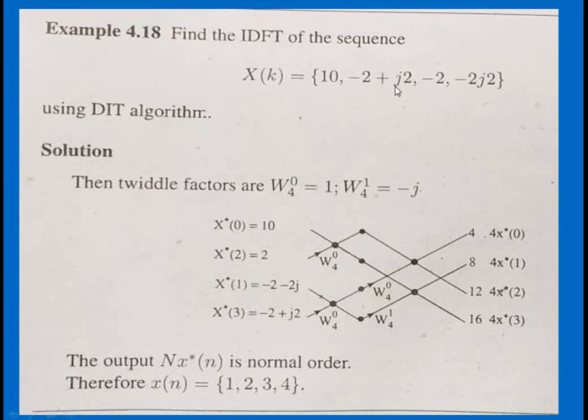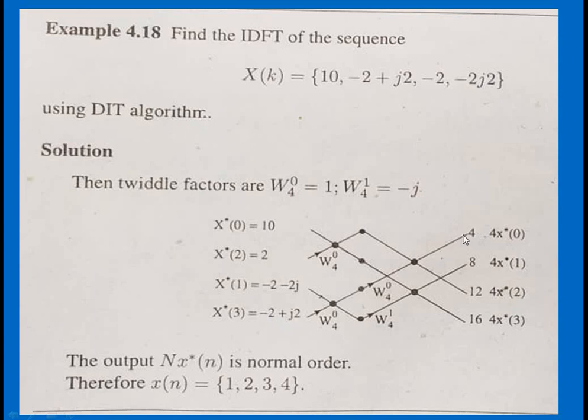If you are going to take the conjugate, we just change the sign of the imaginary part. So minus 2 minus 2j, that's all. And the last one is x conjugate of 3. The last value is minus 2 minus j2. So if you change the sign of the imaginary part, there is a conjugate of that one. So minus 2 plus j2.